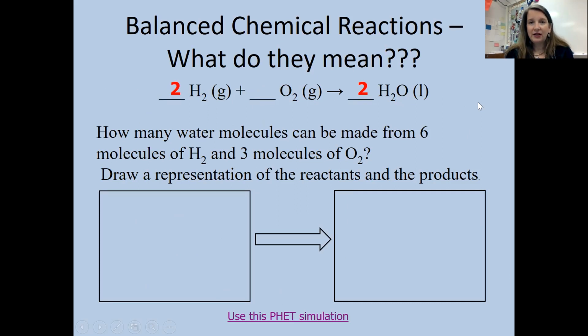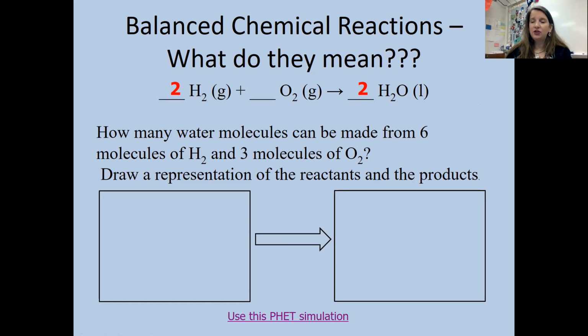When you're looking at that reaction, it's basically telling us that 2 molecules of hydrogen can react with 1 molecule of oxygen to produce 2 molecules of water. But we usually use those coefficients to tell us about the mole ratio. We can also say that 2 moles of hydrogen reacts with 1 mole of oxygen to give us 2 moles of water. So we can say it in either of those contexts.